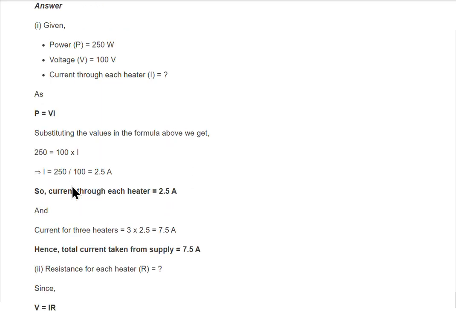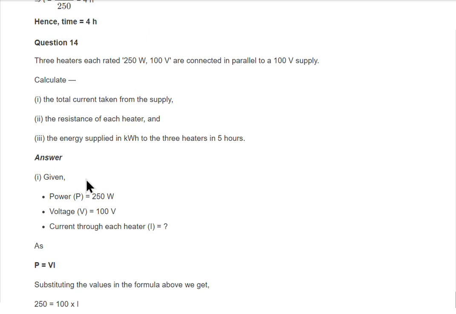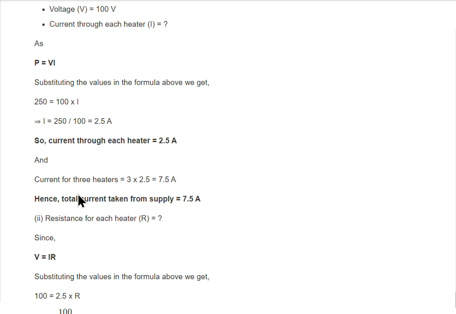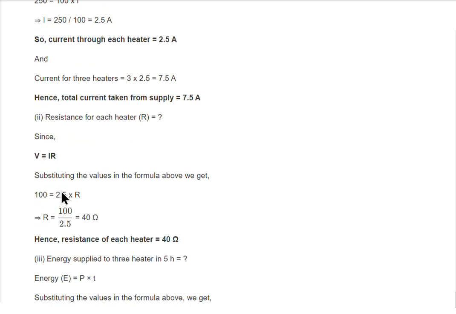Then 3 heaters means 3 times 2.5, that is 7.5. So the total current taken from the supply for the 3 heaters is 7.5 ampere. Now the resistance of each heater. We know the current for one heater, so we can substitute V as 100 and I as 2.5. So R will be V by I, 100 by 2.5, that is 40 ohm.